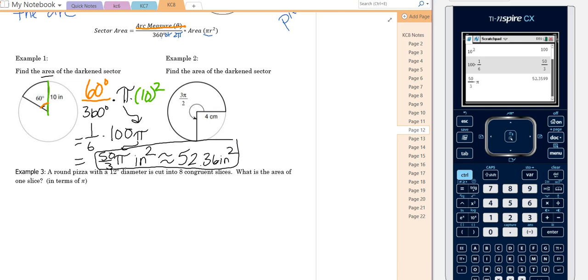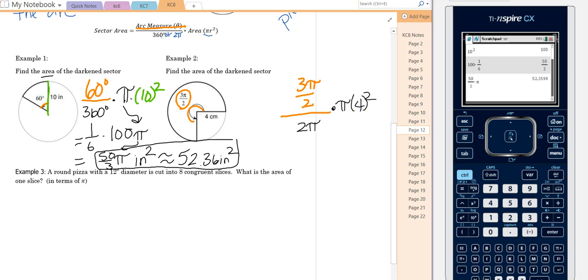All right, let's try the other one. So example number 2, still finding the area of a sector. Our sector is going to be that same formula. If we notice, our arc measure, though, is in radian mode. So our arc measure is this 3 pi over 2. And we want to divide that all by, and this time it's not in degree mode, it's in radian mode, so we're going to use 2 pi times pi r squared. So pi times our radius, which was 4, and we're going to square that.